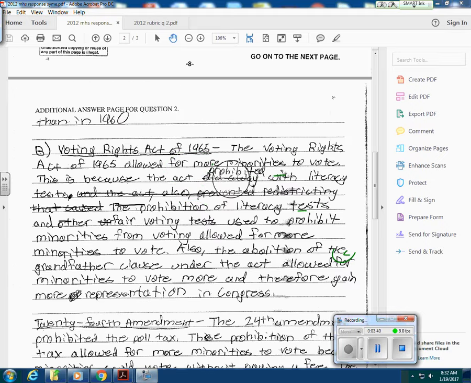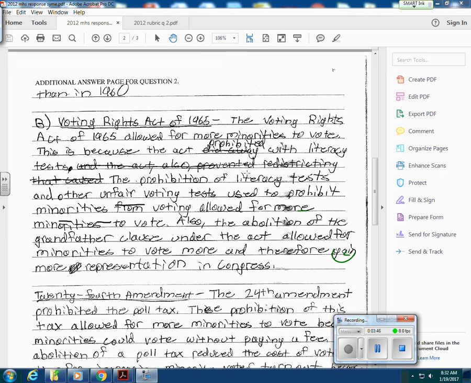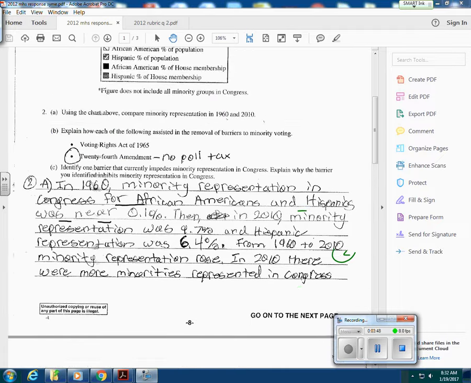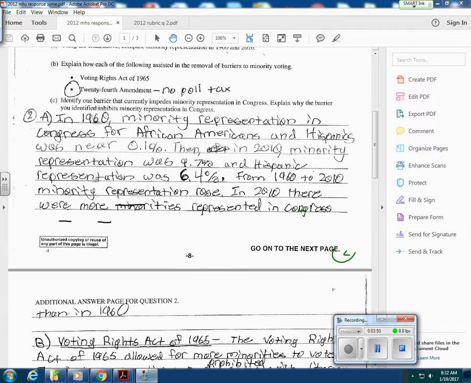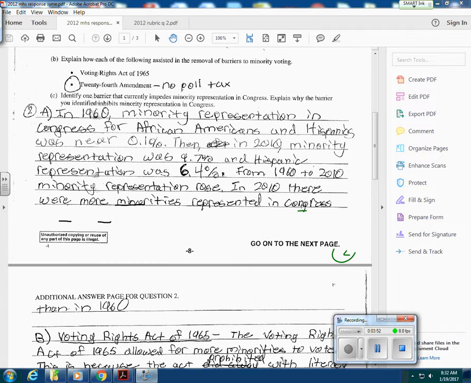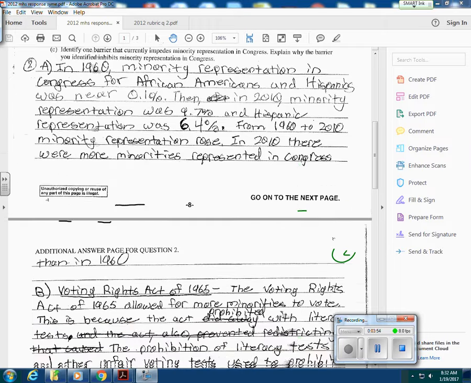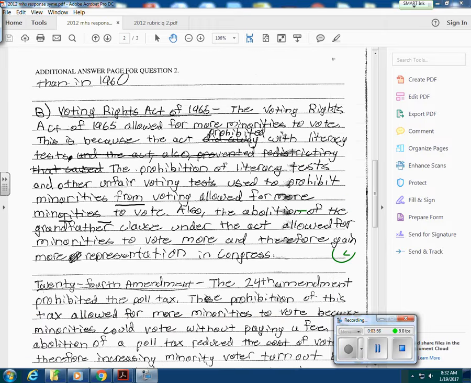I've got to keep erasing as we go through here on the smart board. Now part B, we're explaining how these, they give you 2 things to pick from. Explain how each of the following assisted in the removal of barriers to minority voting. So first he starts with the Voting Rights Act. You see he labeled the B, like we want you to label. Separate paragraph, he skipped a line.